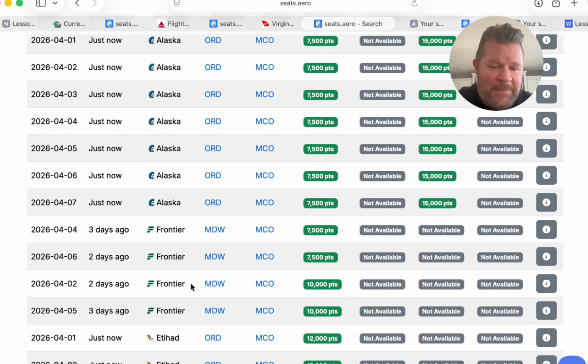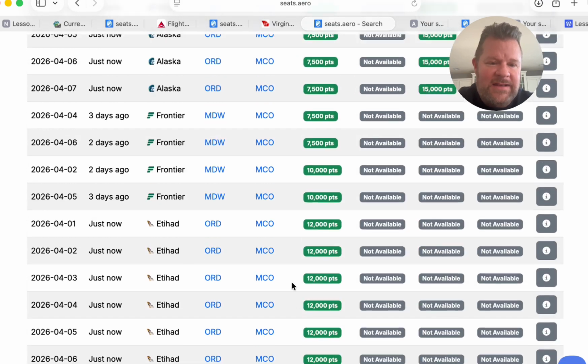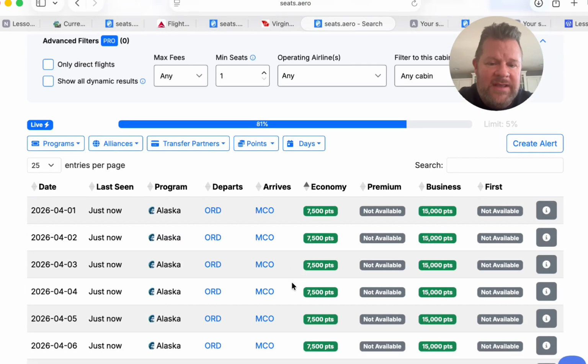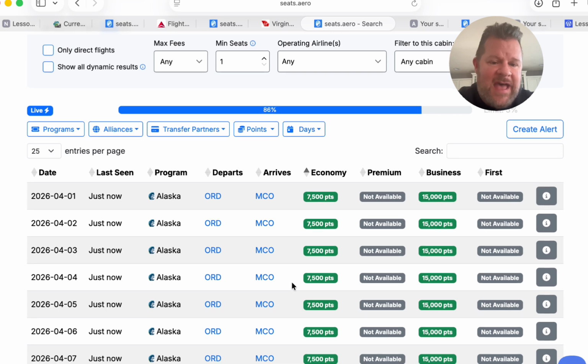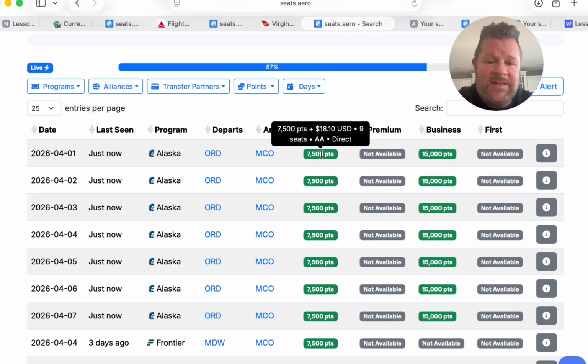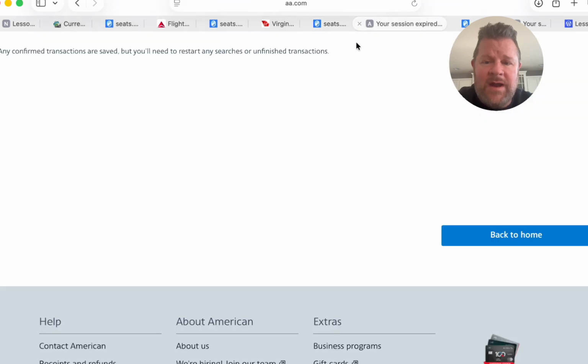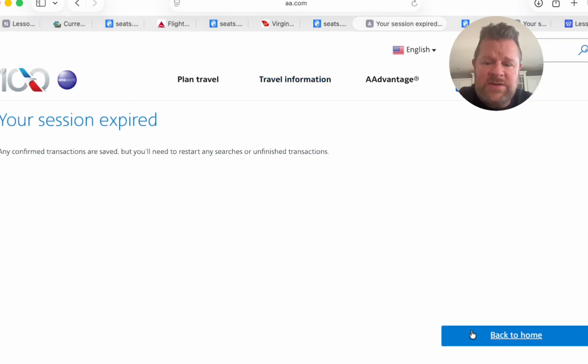You can see a popular one here, Frontier, made it on the list. And there's a litany of other ones, right, that are all here. Let's say that you had some Bilt points that you could use, right? Alaska, this is 7,500 points plus $18.10. And this is actually with American Airlines. You can see, so Alaska works with American Airlines. So what we want to do is go back to home, American Airlines.